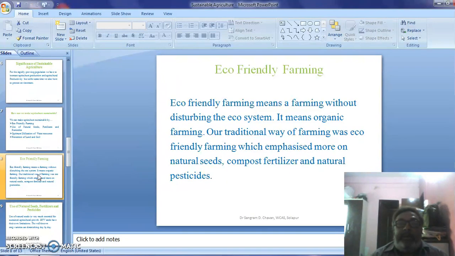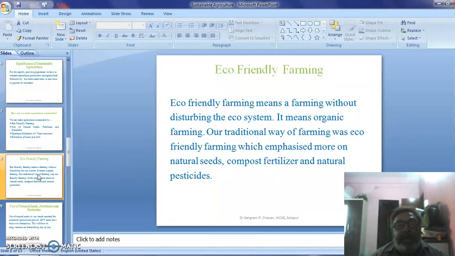Eco-friendly farming means farming without disturbing the ecosystem. It means organic farming. Our traditional way of farming was eco-friendly, which emphasized natural seeds, compost fertilizers and natural pesticides. Now, for increasing agricultural production, we are making extensive use of chemical fertilizers, chemical pesticides, and also high yielding variety seeds which are genetically modified. These agricultural practices will give more quantity, but they will retard the quality of the food grain.